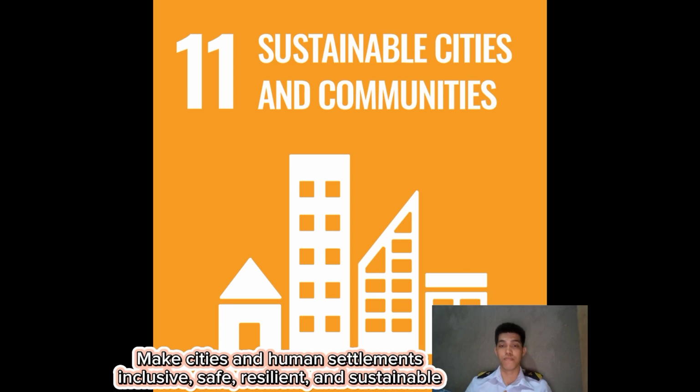So 11 is sustainable cities and communities. Sustainable cities and communities make cities and human settlements inclusive, safe, resilient, and sustainable. This goal aims to create sustainable cities and communities by improving urban planning, providing access to basic services, promoting affordable housing, and enhancing disaster resilience.